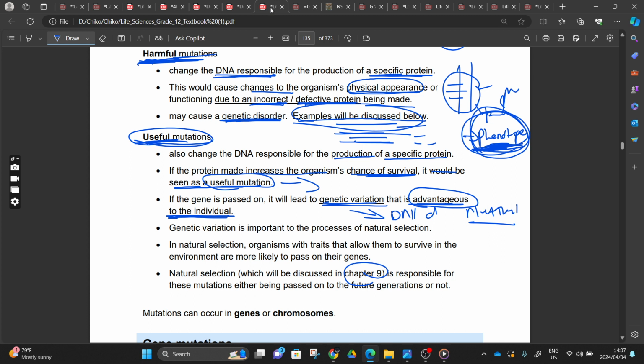And genetic variation is important to the process of natural selection. In natural selection, organisms with traits that allow them to survive in the environment are more likely to pass on their genes. Natural selection, which will be discussed in chapter 9, is responsible for whether this mutation is passed on to future generations. Here's the thing with mutation and natural selection: it does not happen with only one person passing it from one offspring to the next. It also goes with time.